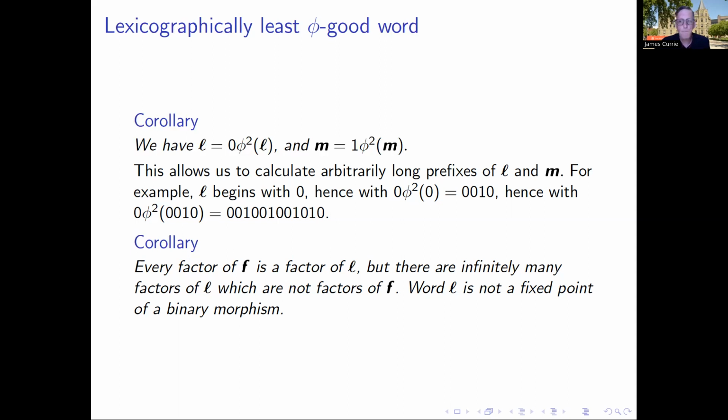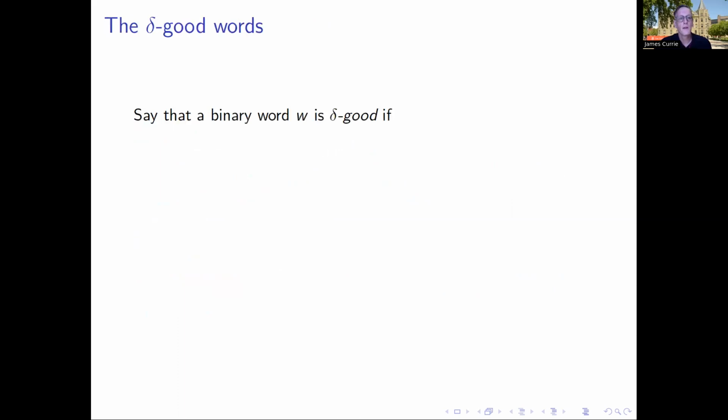And from the larger point of view, just that when we have a theorem that the set of phi good words has a structure theorem, we get this kind of lexicographically least word. Like that is all you need to do these sorts of proofs. Let's look at a different variation.